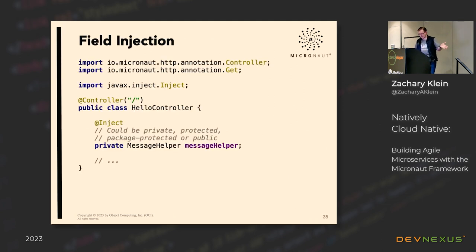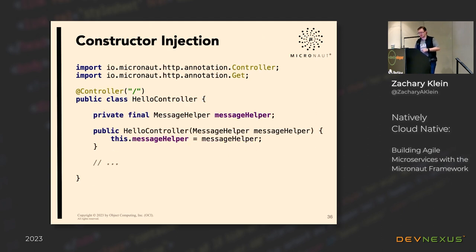So as I was saying earlier, you can inject beans with the @Inject annotation, as we see here, into a private field, for example. Or you can use constructor injection, where you just define a constructor, and it's nice, straightforward. We're all familiar with doing that through a constructor.